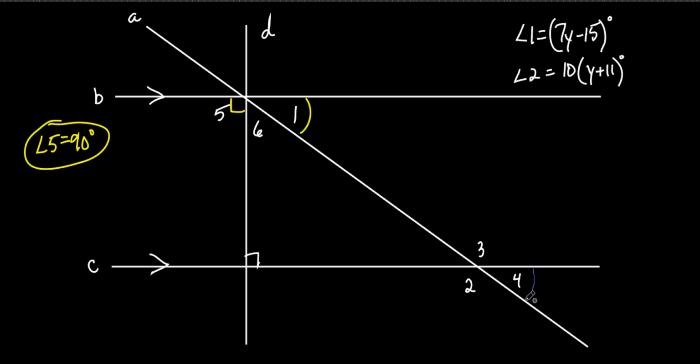4. Why? Give me a reason. Why are 1 and 4 equal? Give me a theorem or a postulate. You're right, they're corresponding. Yeah, that's a postulate. The corresponding angle postulate. Okay. So 1 and 4 are equal to each other. So we definitely know that.